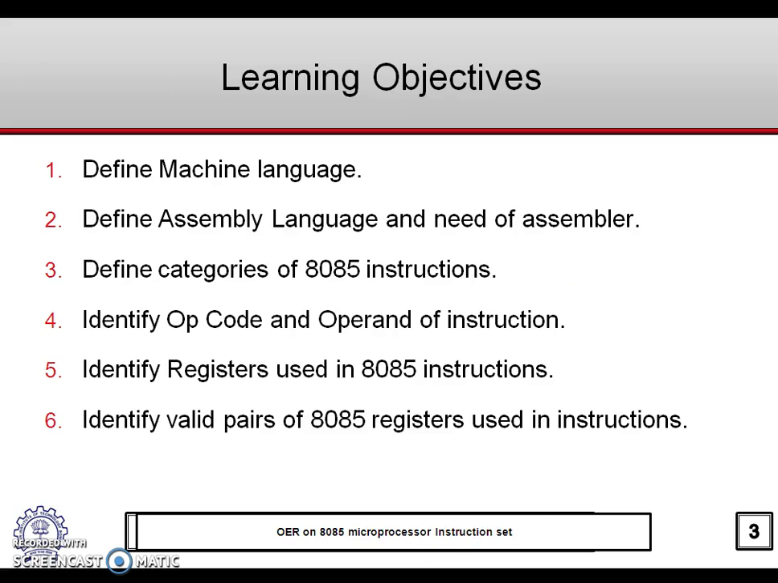Learning objectives. Now they are: define machine language, define assembly language and need of assembler, define categories of 8085 instructions, identify opcode and operand of instruction, identify registers used in 8085 instructions, identify valid pairs of 8085 registers used in instructions.